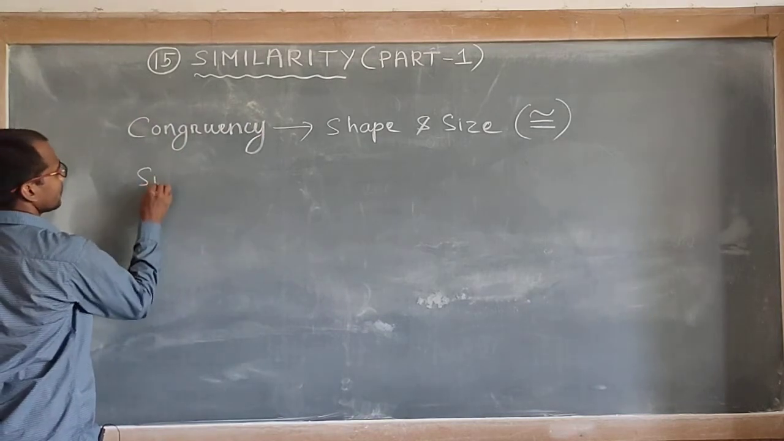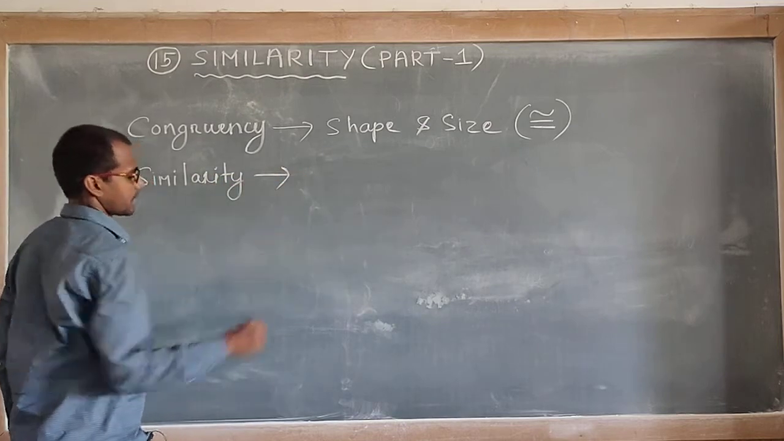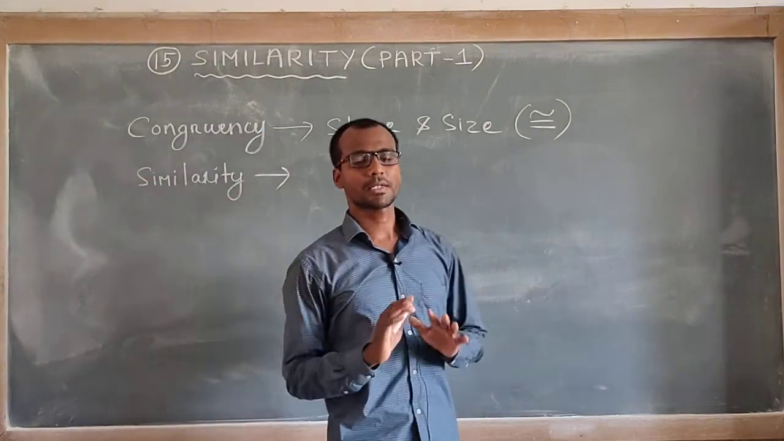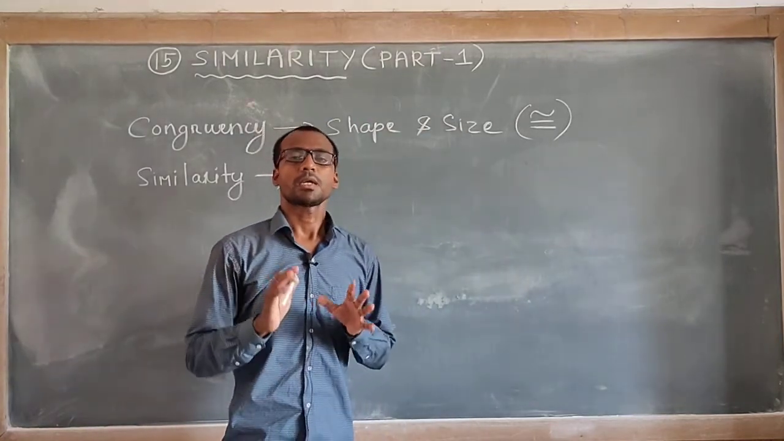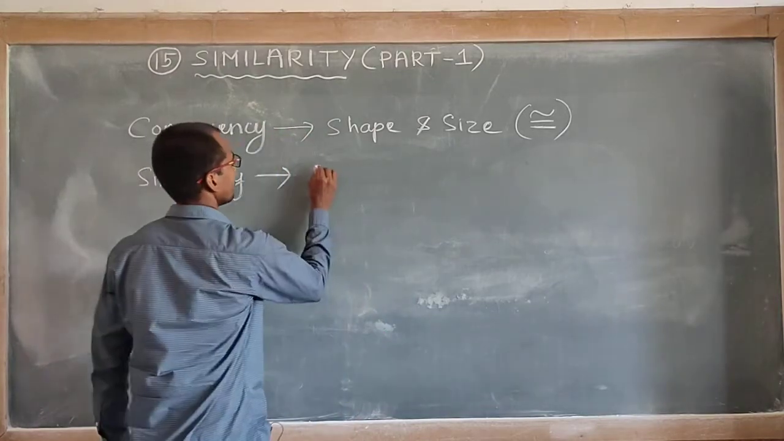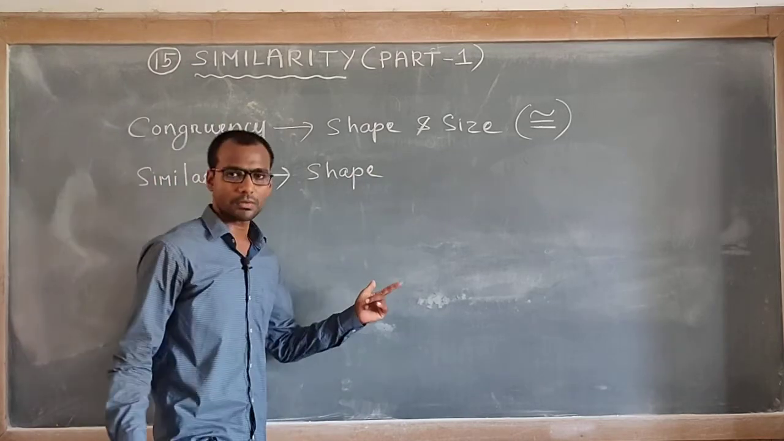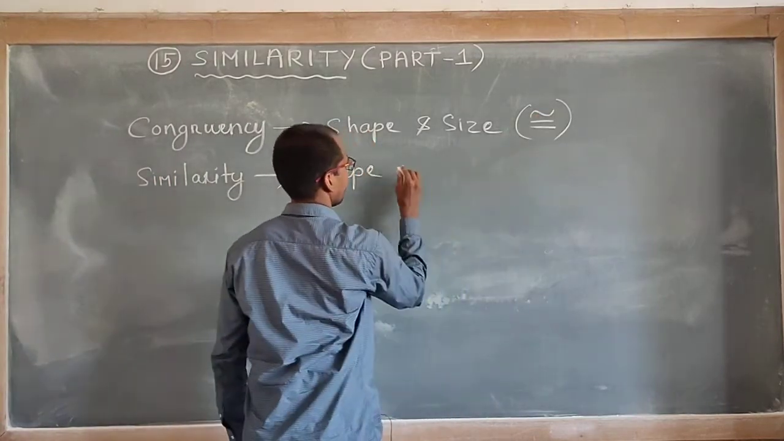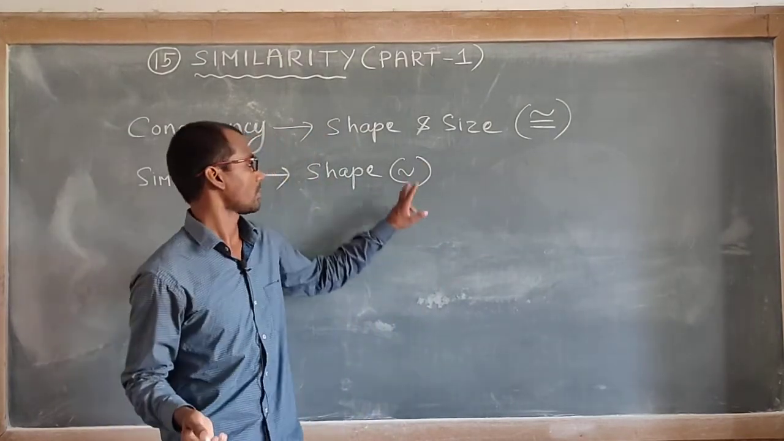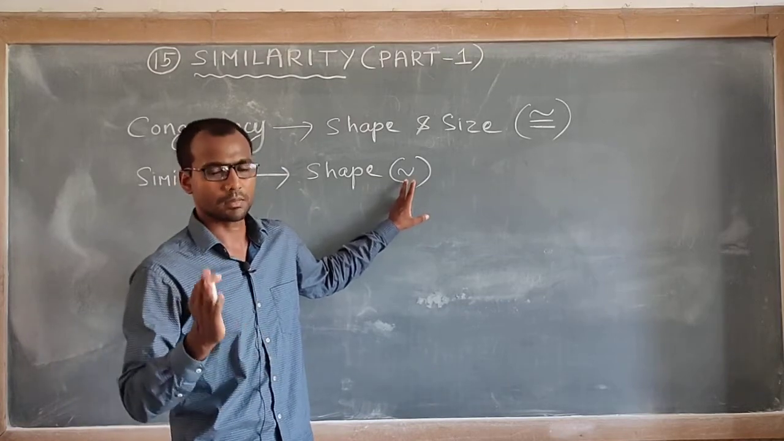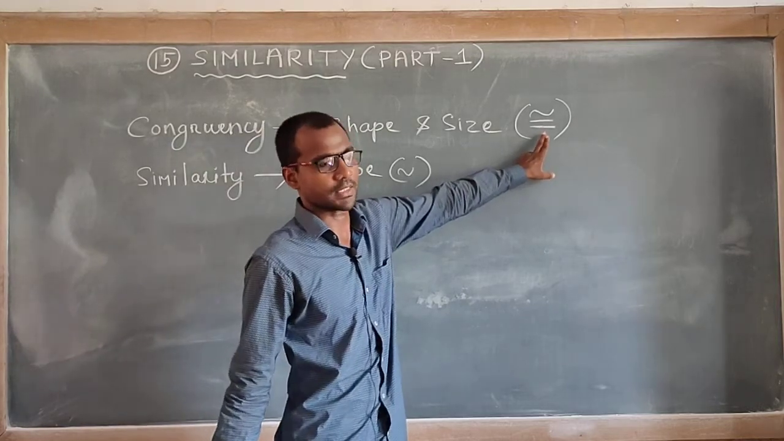Now we have similarity. In similarity, size is not important, simply shape is important. Two objects are said to be similar if they have the same shape. Only shape. So which symbol will be used here? Obviously this one. So remember, when two objects are similar, you have to use this sign to show that they are similar to each other. When two objects are congruent, you use this sign.